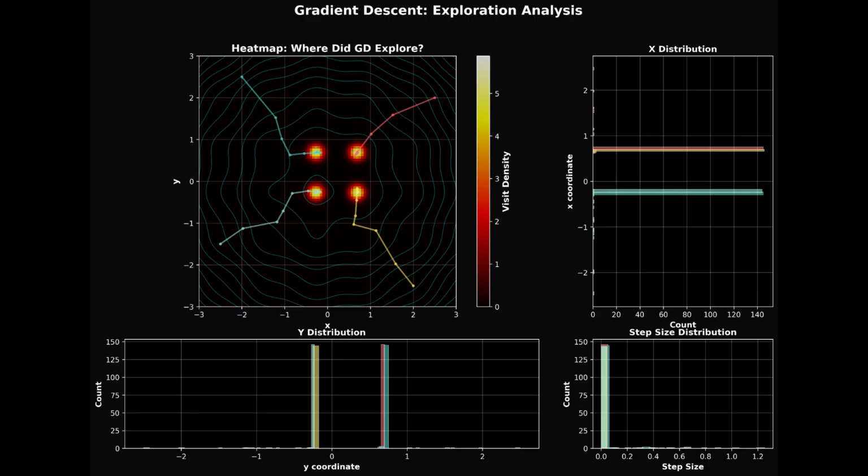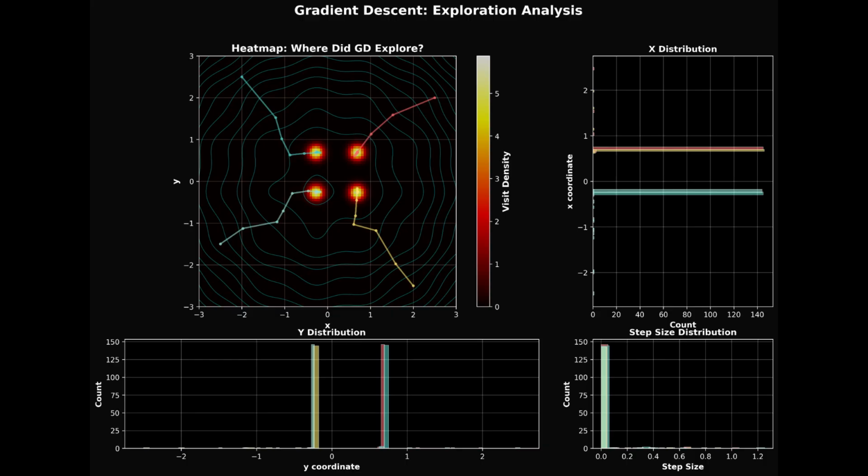These side panels show us something interesting. The x distribution shows that most exploration happens near x equals 0, which makes sense. That's where our minimum is. Same story with the y distribution. The algorithm naturally concentrates its search where it matters most.